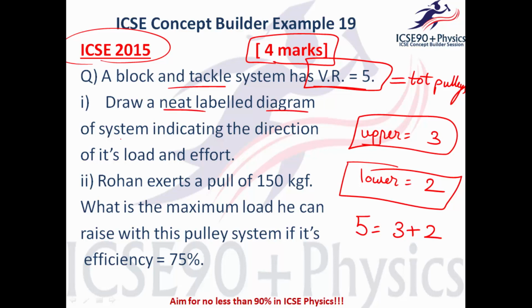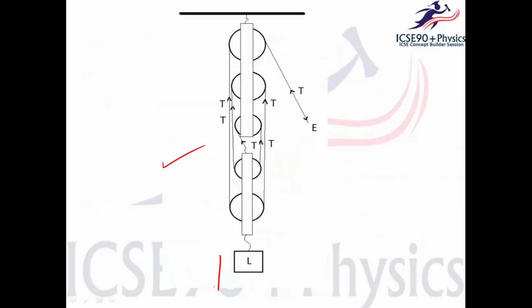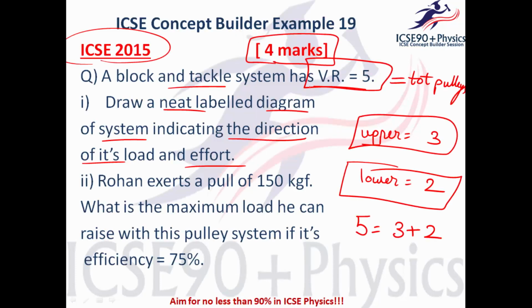Draw a neat labelled diagram of the system indicating the direction of the load and the effort, right? The load obviously will act in the downward direction. The effort E we know acts in the downward direction. And even if it is not asked, it is always a good practice to mark the tension T in each segment of the string, acting in the vertically upward direction. Now we are given that if Rohan exerts a pull of 150 kg, what is the maximum load he can raise with this pulley if the efficiency of this pulley system is 75%.